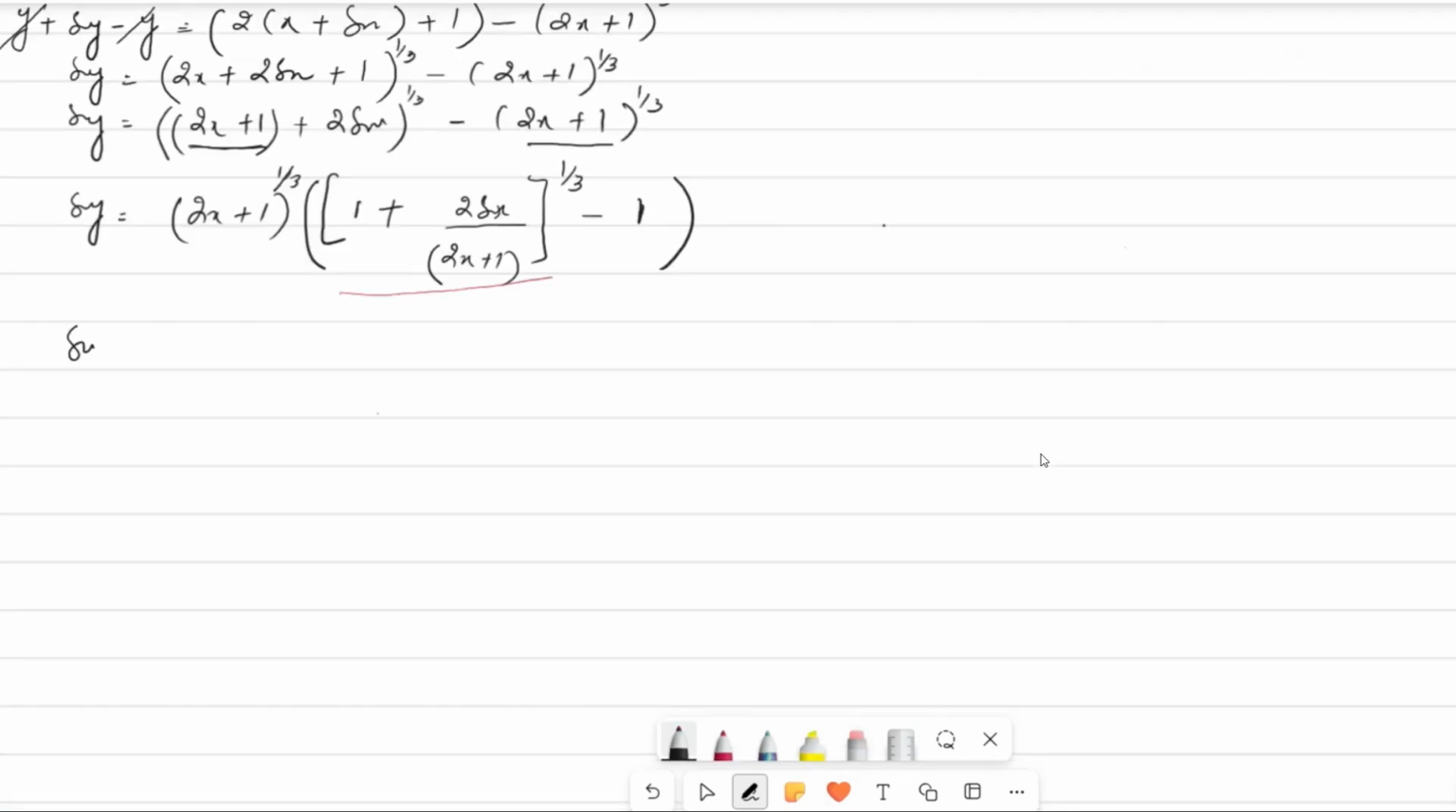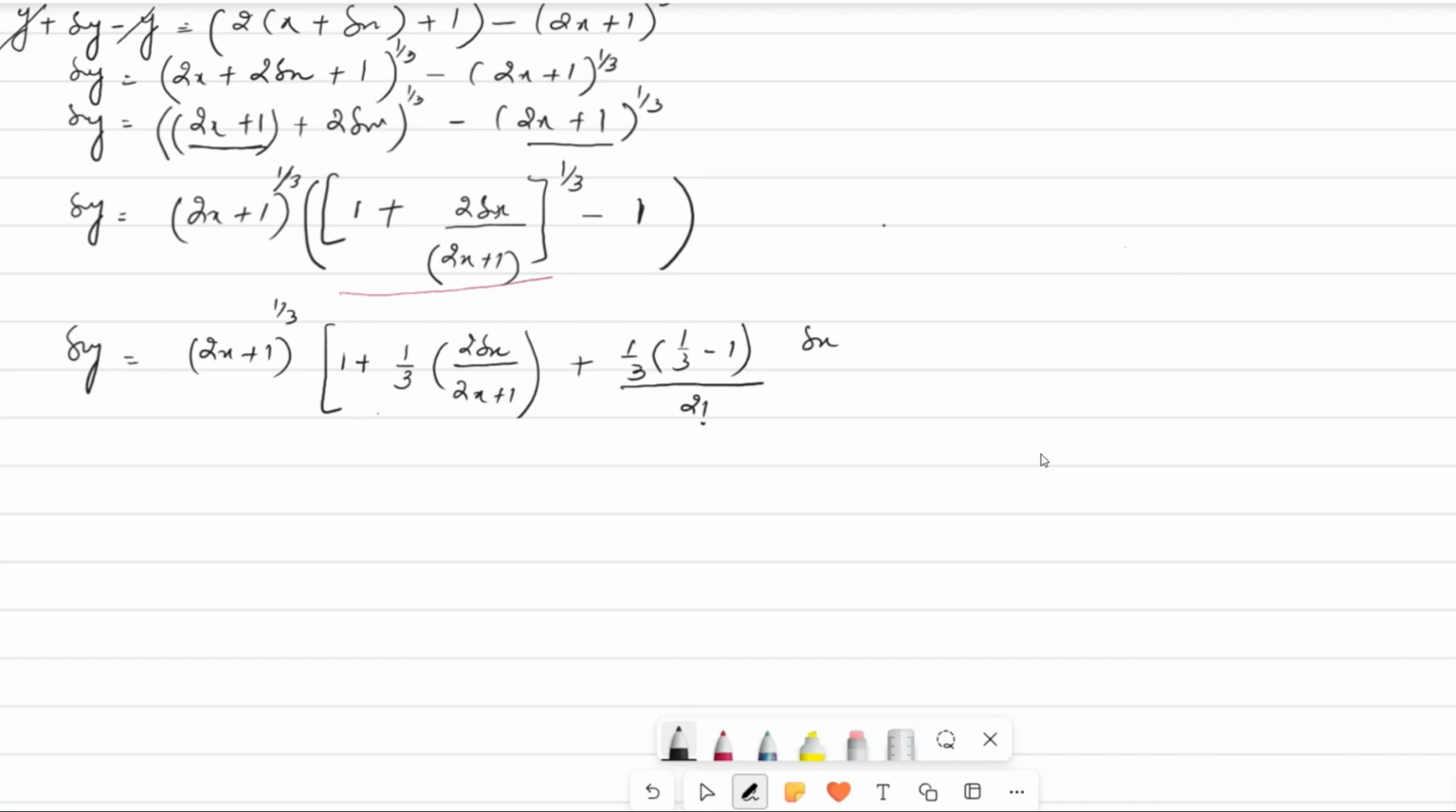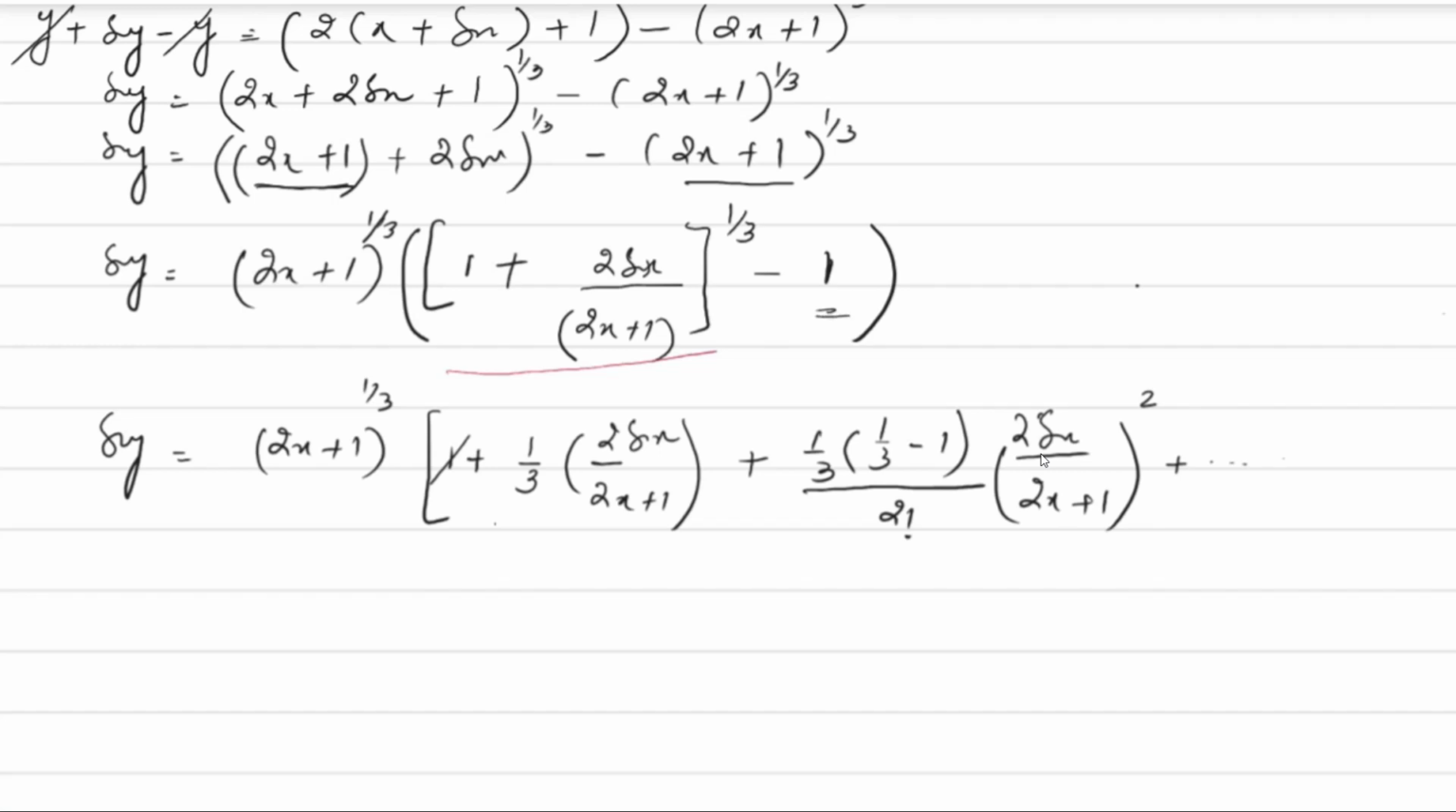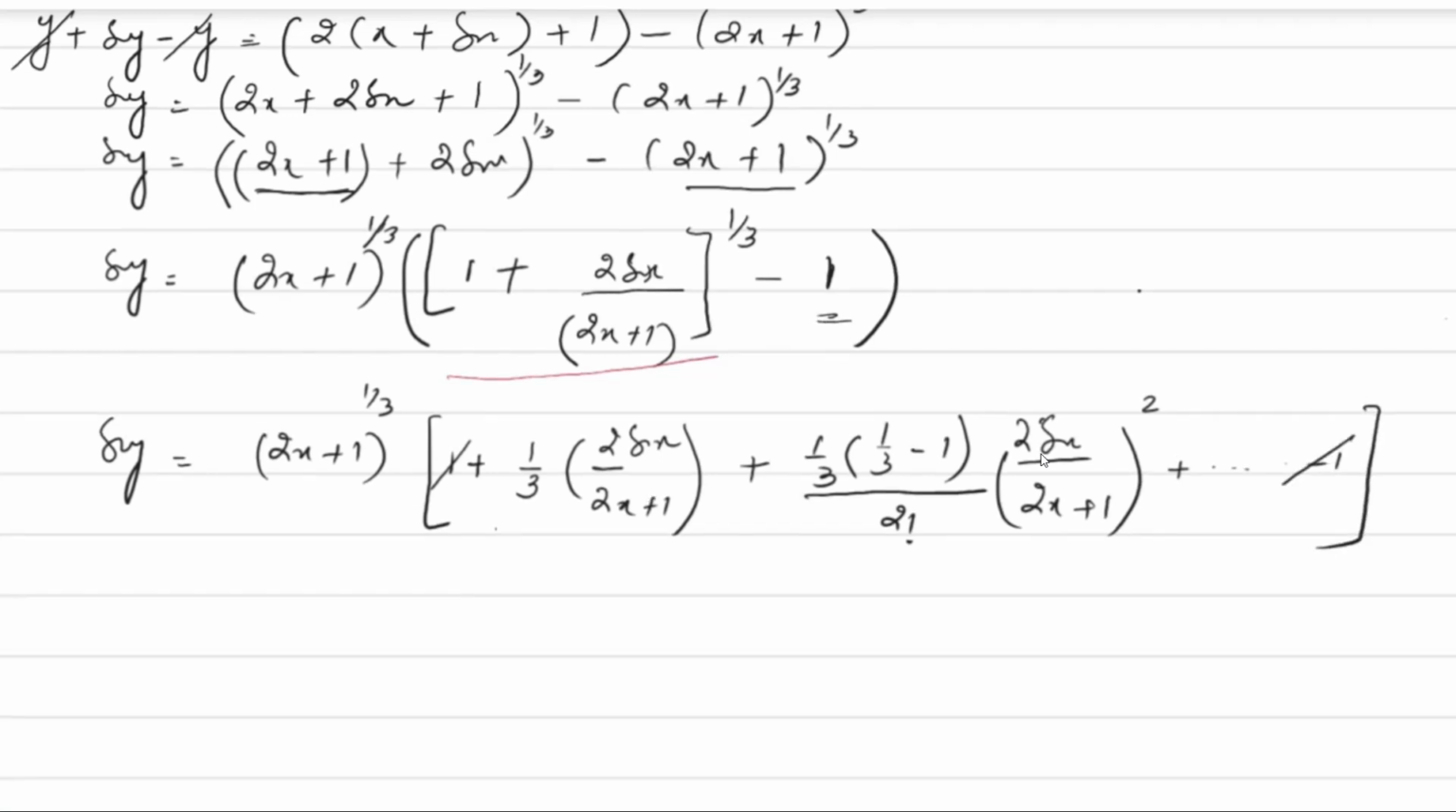So it would be delta y is equal to 2x plus 1 whole raised to the power 1 upon 3 into 1 plus 1 upon 3 into 2 delta x by 2x plus 1 plus 1 upon 3 into 1 upon 3 minus 1 by 2 factorial and 2 delta x by 2x plus 1 whole square plus up to so on, and this minus 1 will be as it is. Minus 1 and plus 1 will be cancelled.